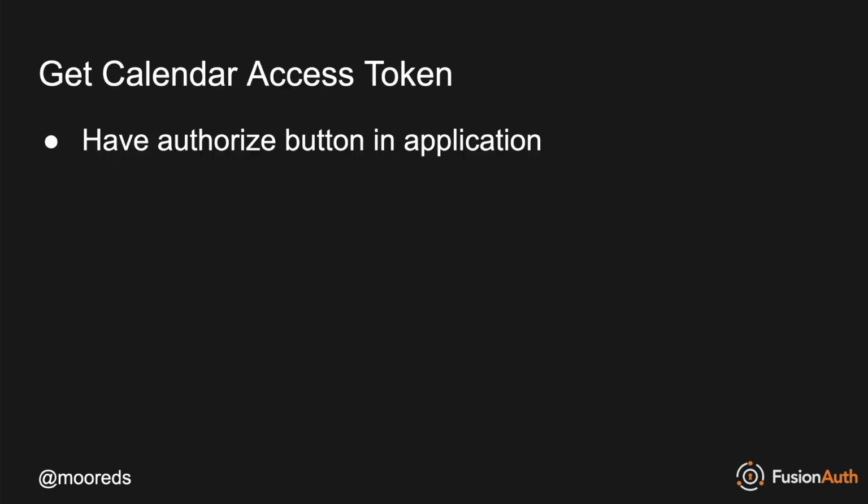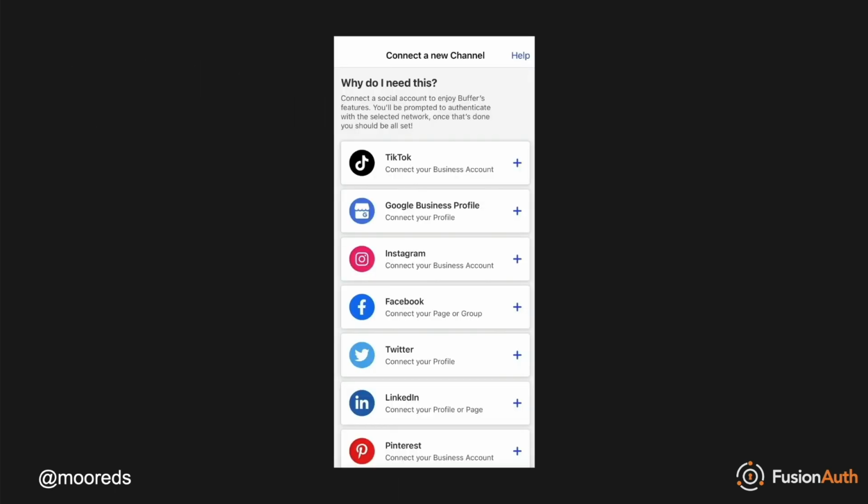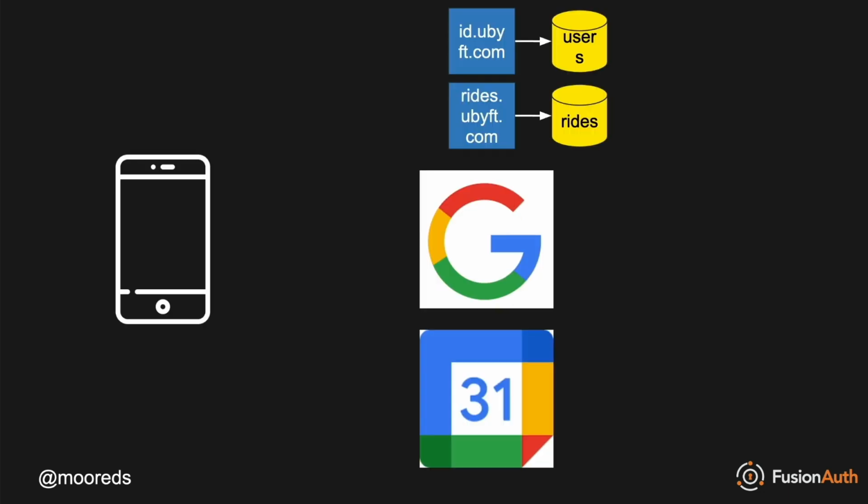Well, to do this, we need to have access to the user's calendar. The easiest way to do that is to have an authorize button in the application. This is what an authorize screen looks like for another kind of application. I think this is Buffer, but it doesn't really matter what it is. Basically, you're going to build a screen that says, hey, connect to Google Calendar. And then we have now two additional components in our application architecture.